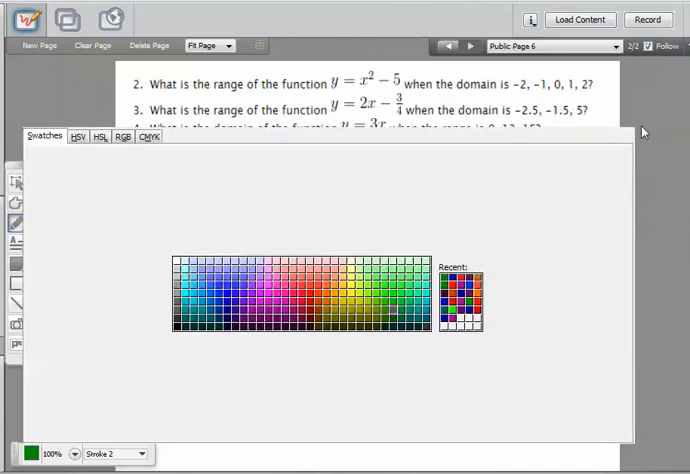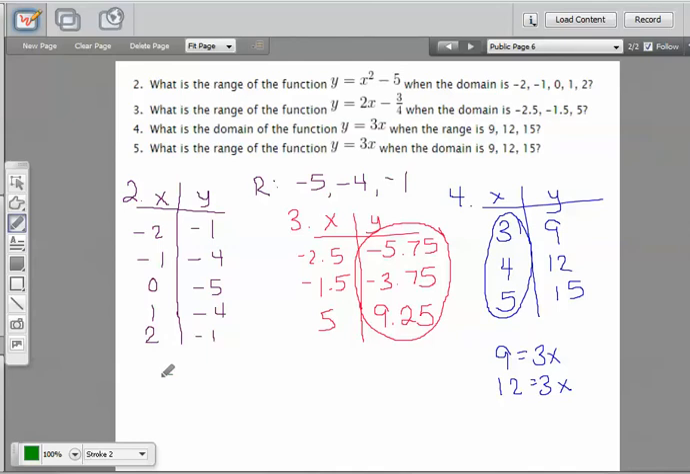And I'll see if I can squeeze number 5 in here as well. What is the range of the function when the domain is 9, 12, and 15? So now x values are 9, 12, and 15. So we're just going back to substitution again at number 5. So 3 times 9 is 27. 3 times 12 is 36. And 3 times 15 is 45. So here is the range when our domain is the 9, 12, and 15.